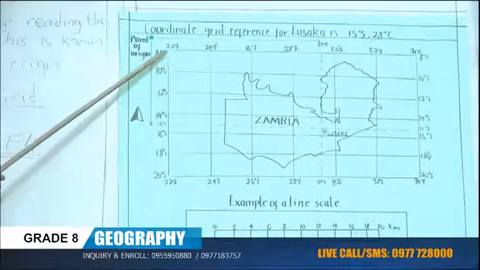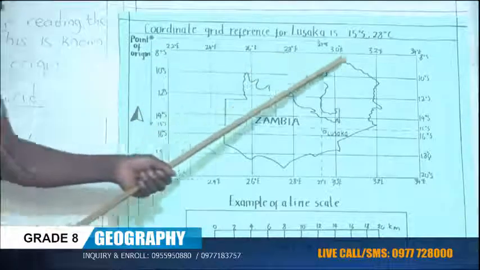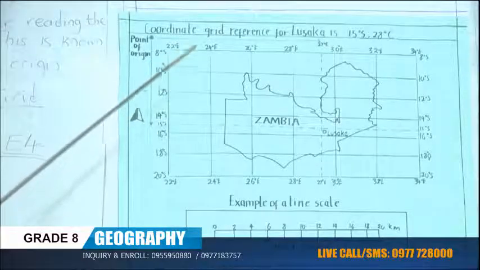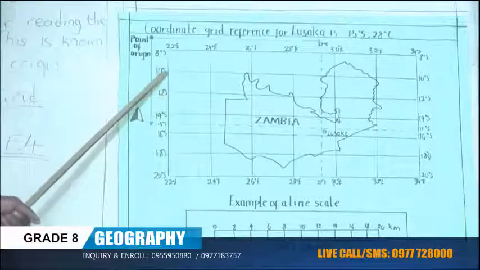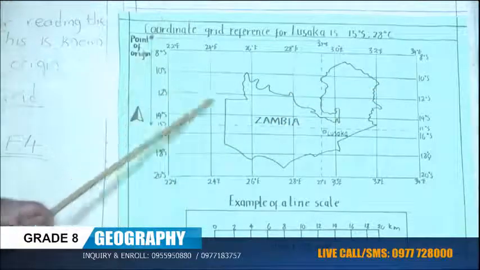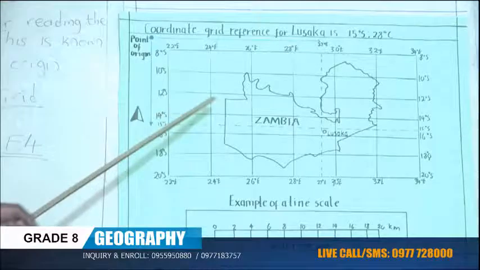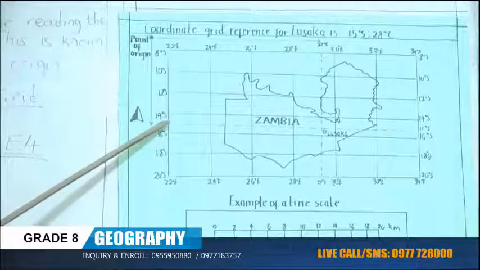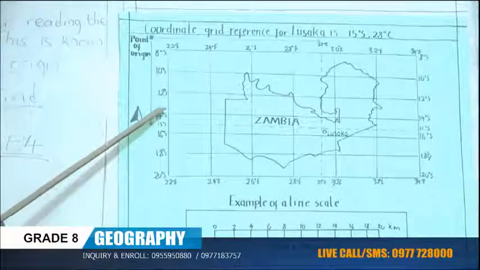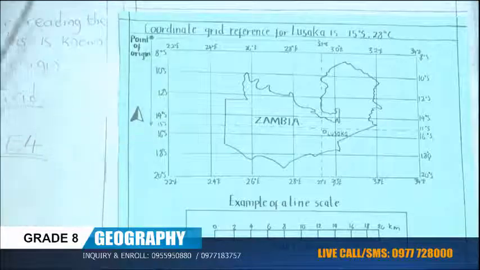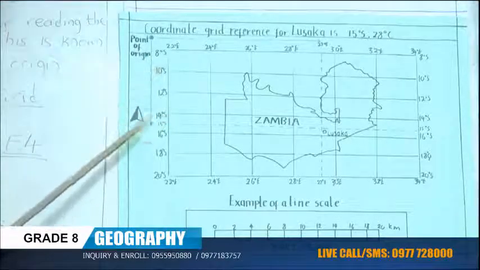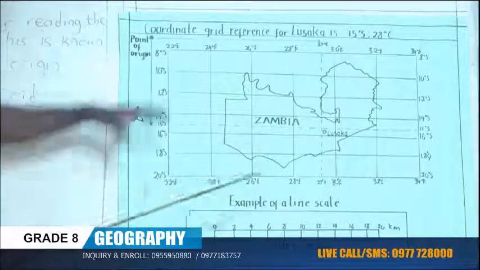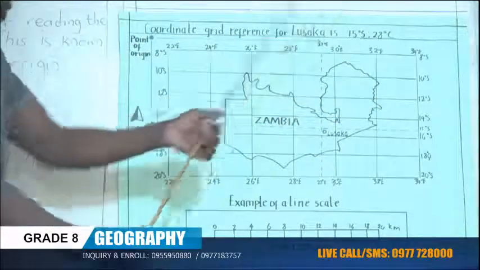So I'll start from the smallest figure, 8 degrees south, this one, because Zambia in general is on the southern part of Africa. 10 degrees south, 12 degrees south, 14 degrees south. Then between 14 degrees and 16 degrees south, we've got 15 degrees south. So 15 is lying between 14 and 16. Don't worry, it has got something to explain before you. Then 18 degrees south. And lastly, 20 degrees south. It is drawn because Zambia is found there.